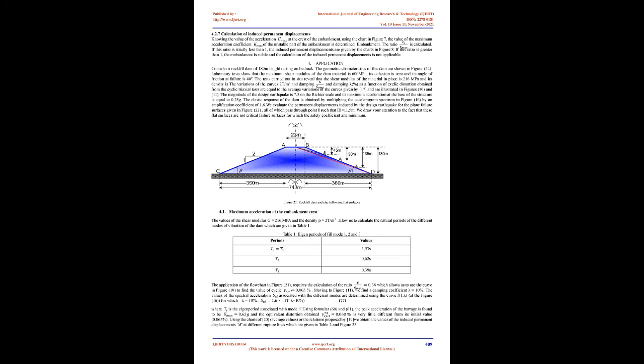The magnitude of the design earthquake is 7.5 on the Richter scale and its maximum acceleration at the base of the structure is equal to 0.25 g. The elastic response of the dam is obtained by multiplying the accelerogram spectrum in figure 16 by an amplification coefficient of 1.6. We evaluate the permanent displacements induced by the design earthquake for the plane failure surfaces given in figure 22, all of which pass through point I such that IB equals 11.5 m. We draw your attention to the fact that these flat surfaces are not critical failure surfaces for which the safety coefficient is minimum. Figure 22, rock-fill dam and slip following flat surfaces.